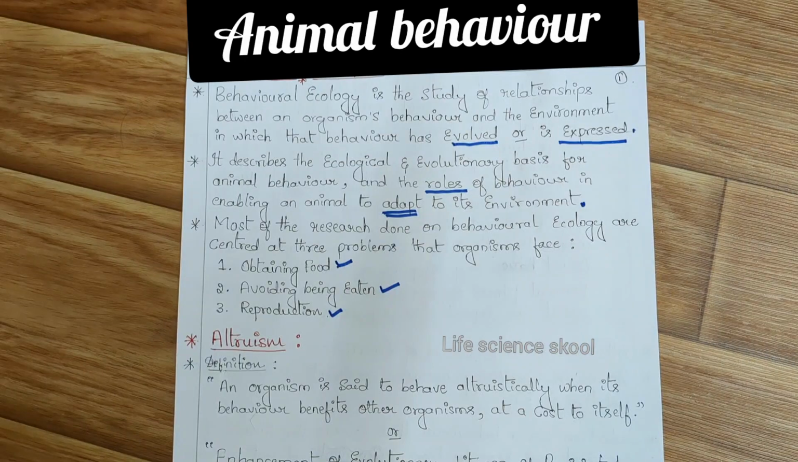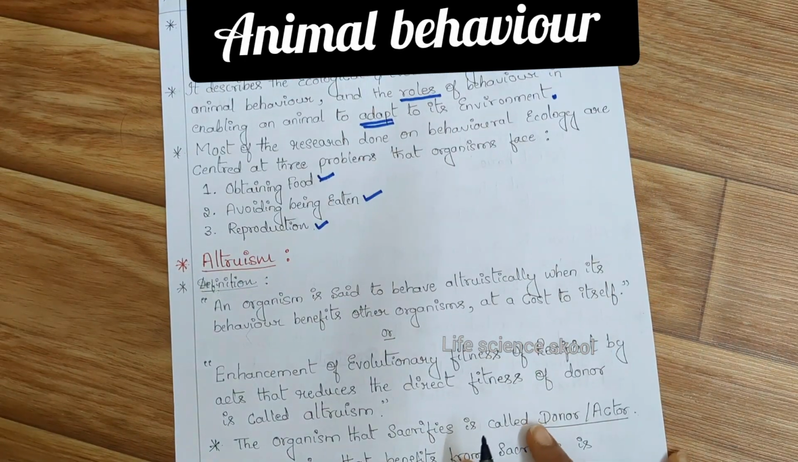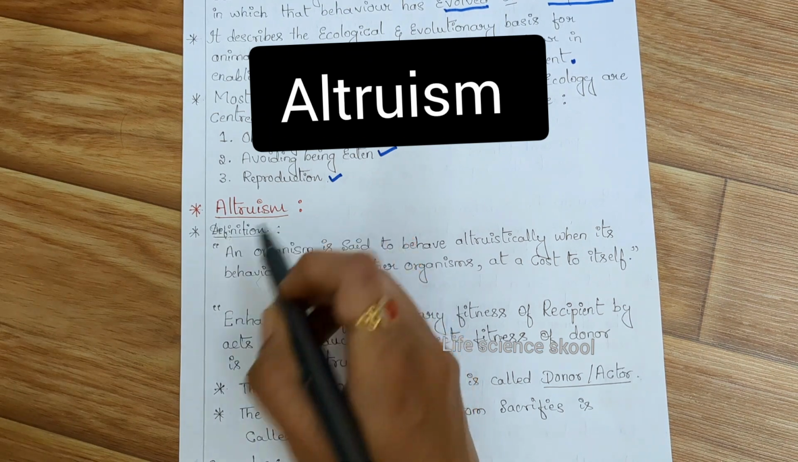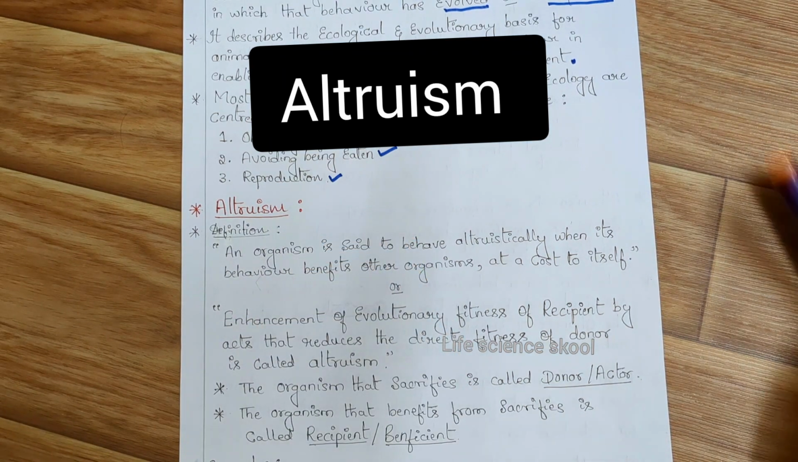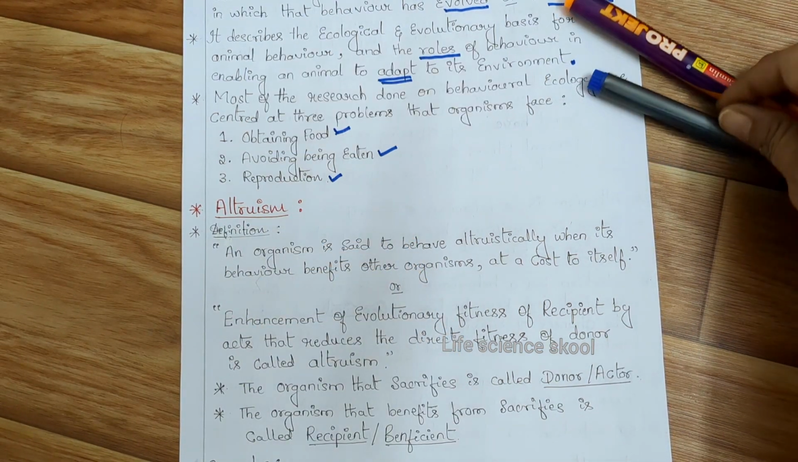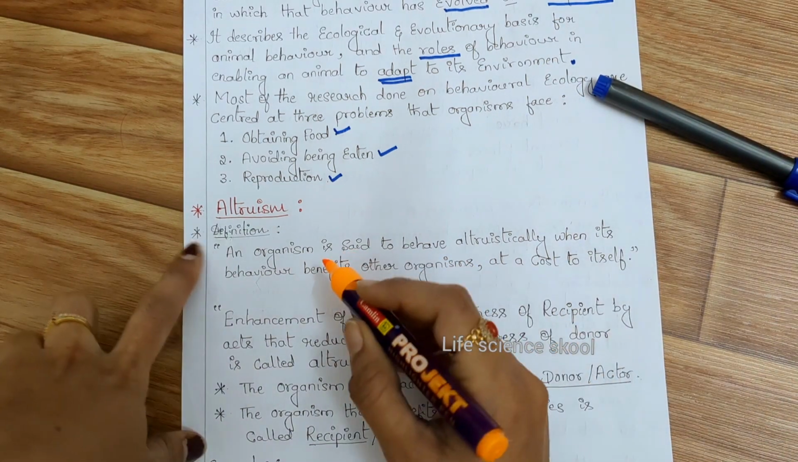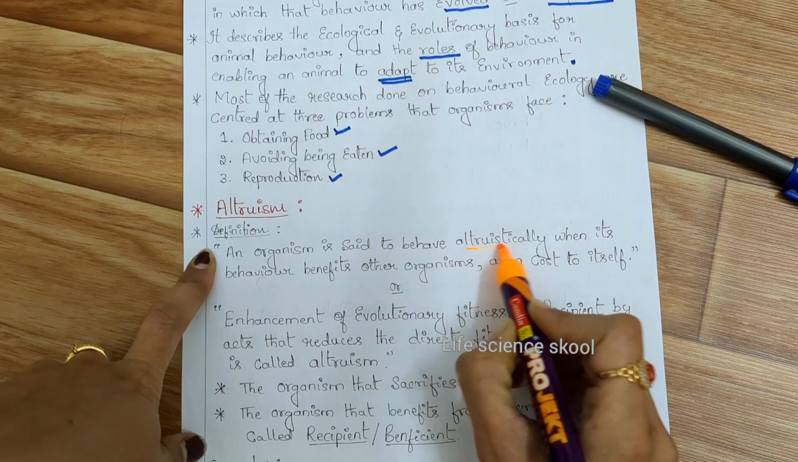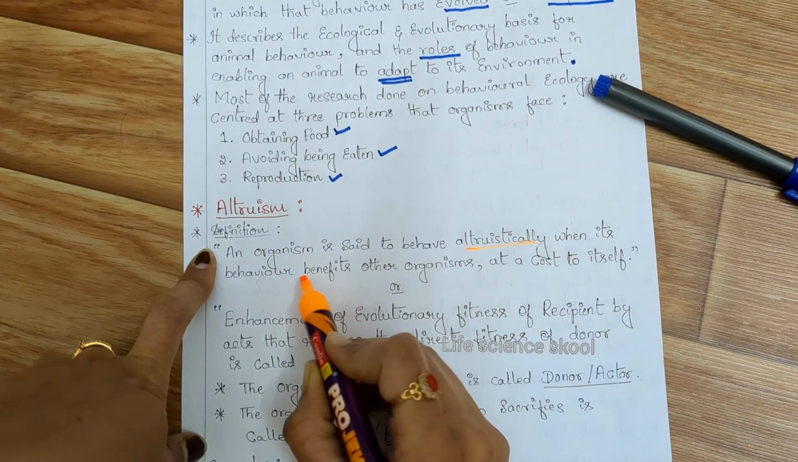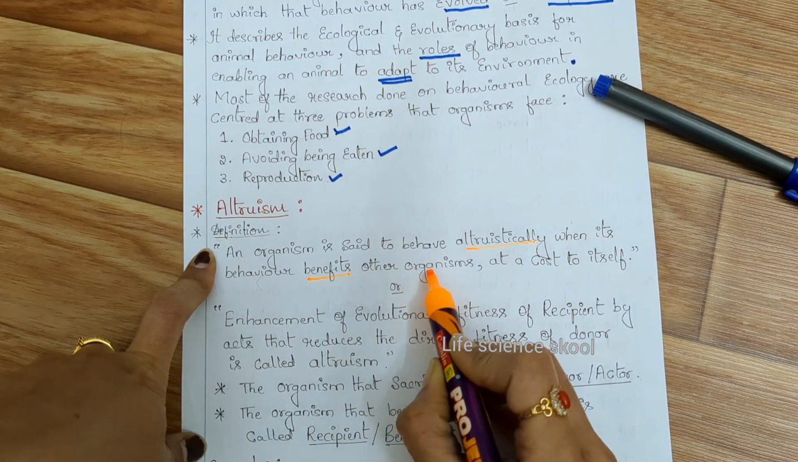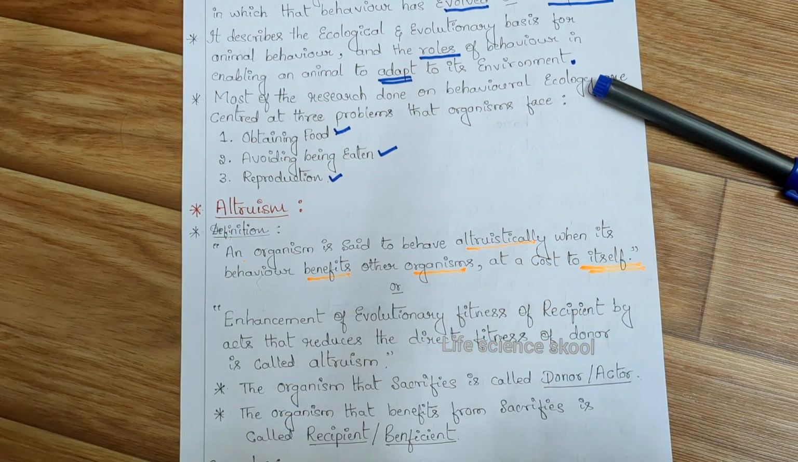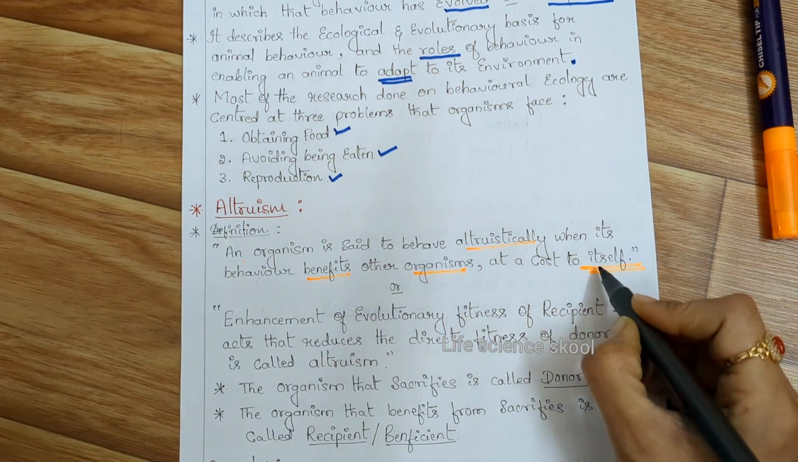Now I will move on to a very interesting and also very important topic, that is altruism. First we will look at the definition here. What is altruism? An organism is said to behave altruistically when its behavior benefits other organisms at a cost to itself. This is important: at a cost to itself.